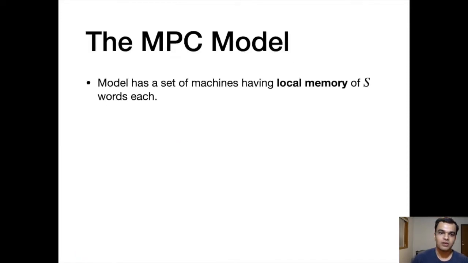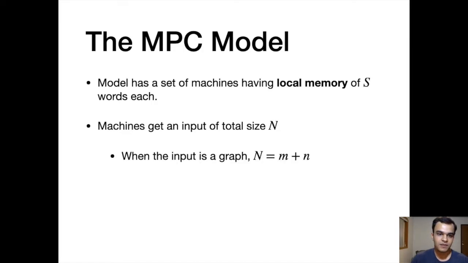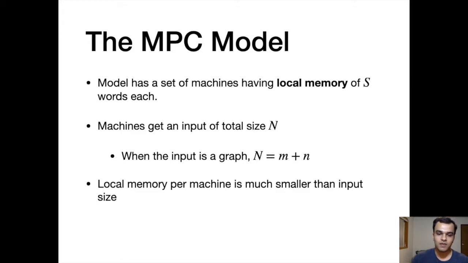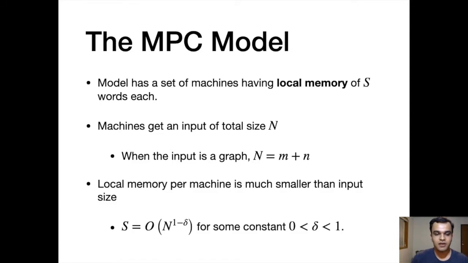In the MPC model, we have a set of machines having local memory of S words each. The machines get an input of total size capital N. When the input is a graph, capital N is the number of edges m plus the number of vertices n. The local memory per machine is assumed to be much smaller than the input size. In particular, S is assumed to be strongly sublinear in capital N, which is n to the 1 minus delta for some constant delta between 0 and 1. This is a very crucial assumption that makes the model very practical.